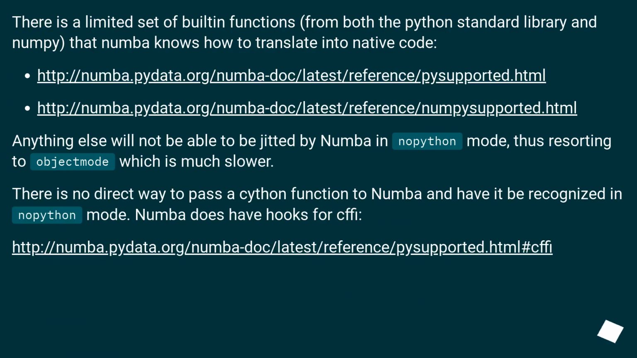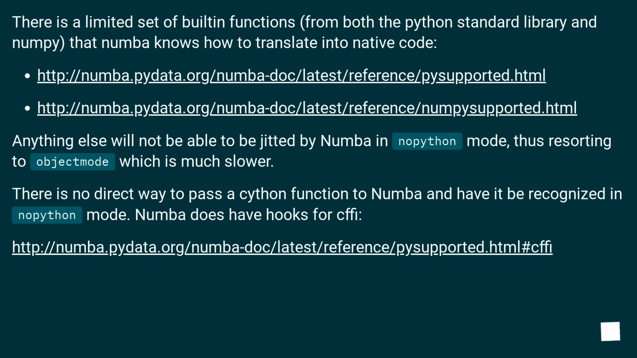There is a limited set of built-in functions, from both the Python standard library and NumPy, that Numba knows how to translate into native code. This URL. Anything else will not be able to be jitted by Numba in nopython mode, thus resorting to object mode, which is much slower. There is no direct way to pass a Cython function to Numba and have it be recognized in nopython mode.